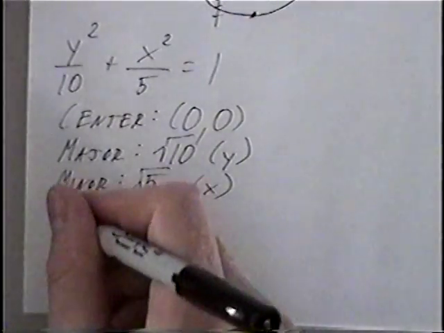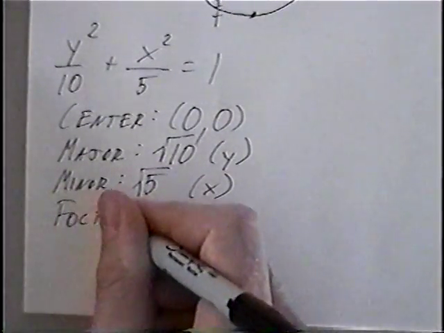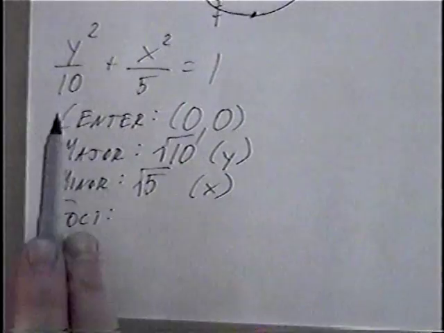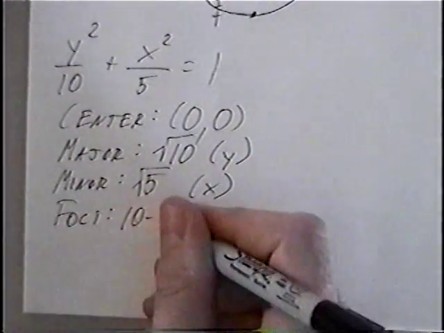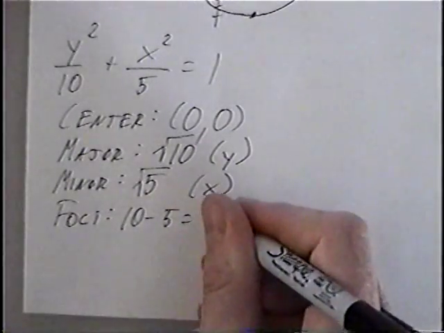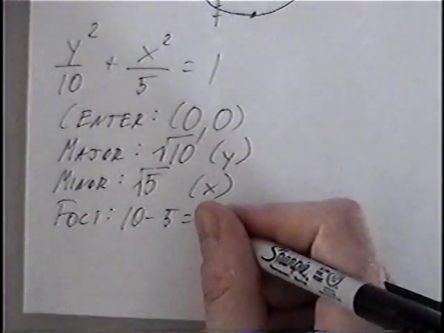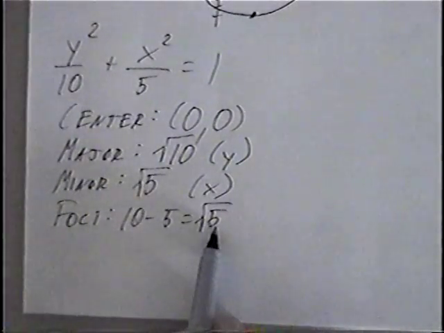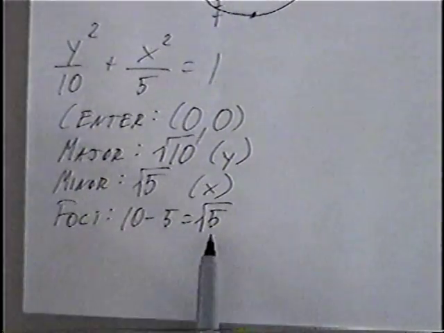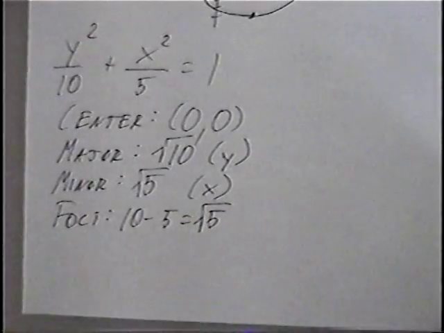Last part for the foci. We'll subtract again a squared and b squared, the 2 numbers underneath the fractions, which would be 5. And to solve for c again, we'll take the square root. So the foci distance would be the square root of 5, which would be just over 2.